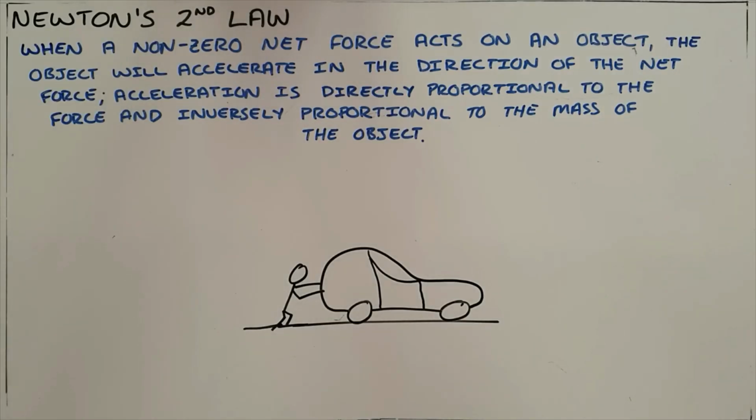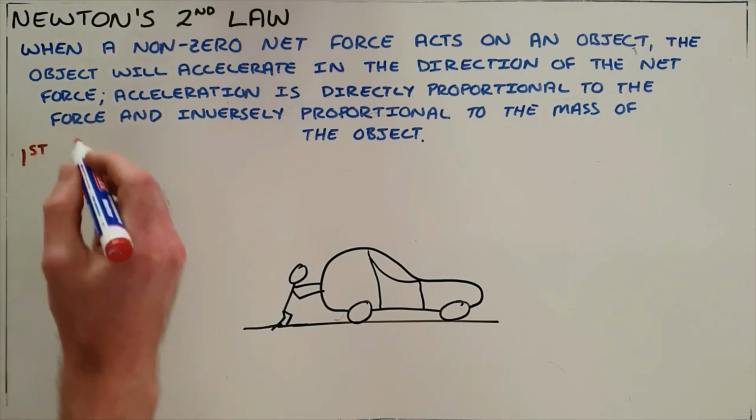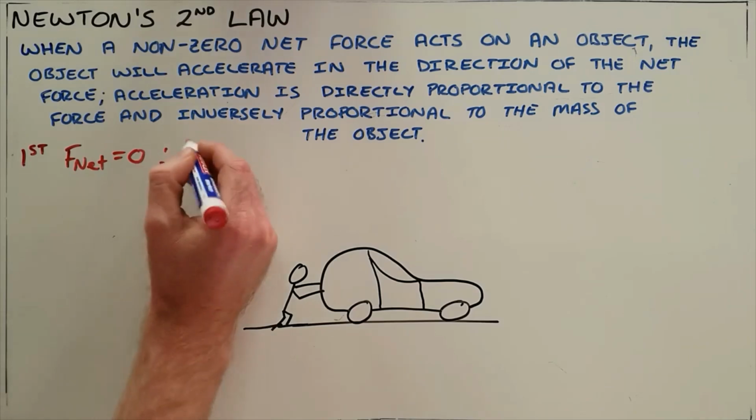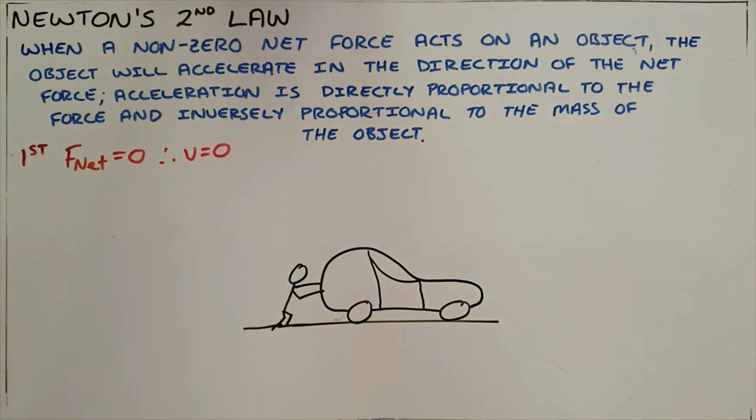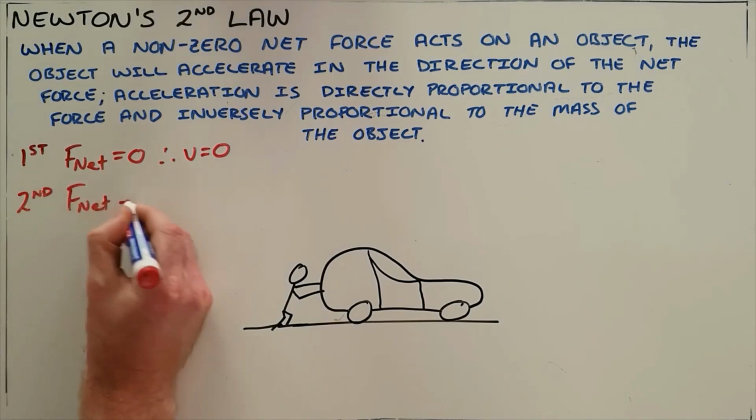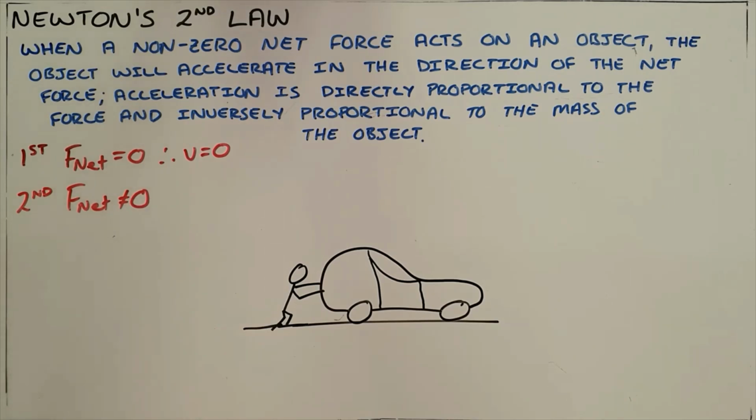Newton's second law states that when a non-zero net force acts on an object, the object will accelerate in the direction of the net force, and the acceleration is directly proportional to the force and inversely proportional to the mass of the object. So where Newton's first law explained that when the net force is equal to zero, therefore the velocity is constant, Newton's second law now tells us what happens when that net force is not equal to zero. And it says that the object will accelerate.